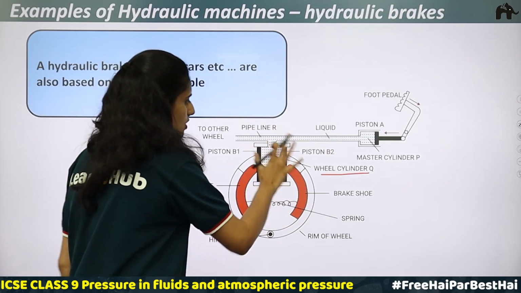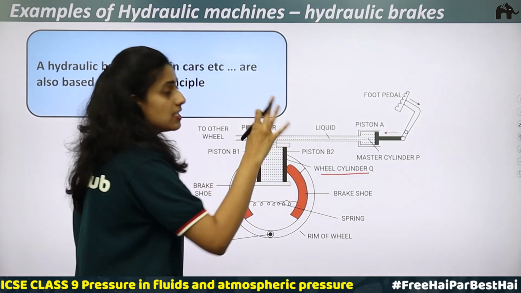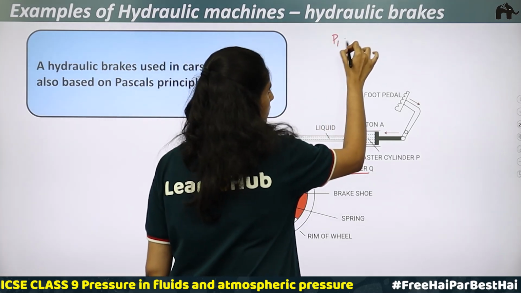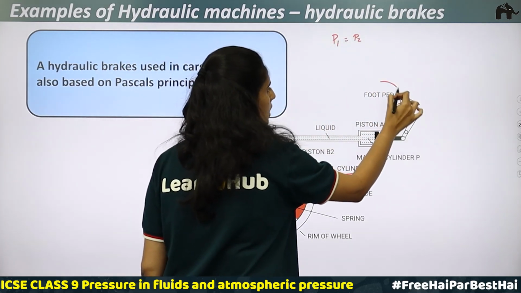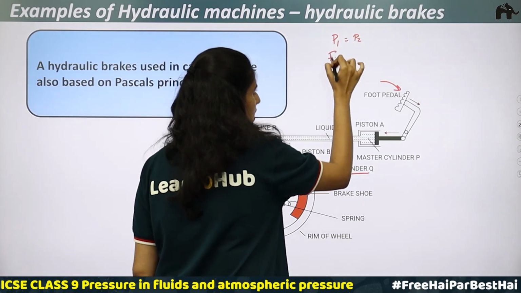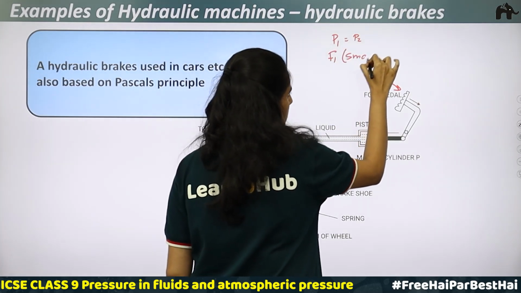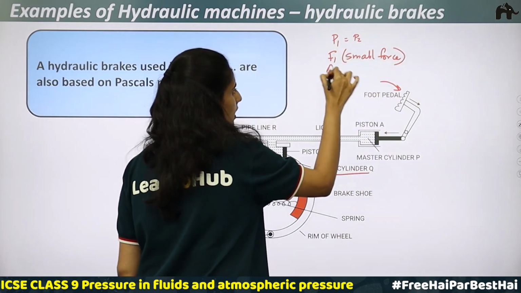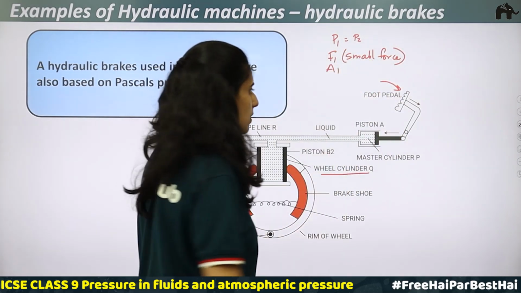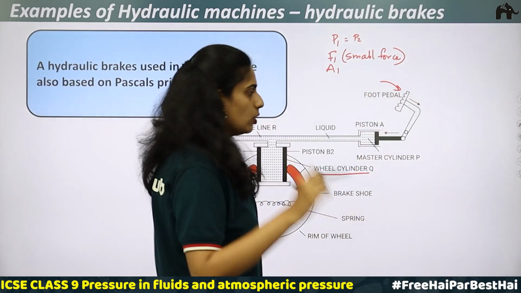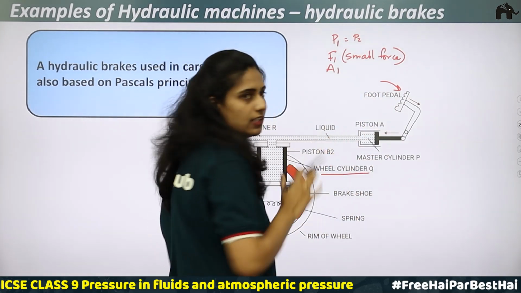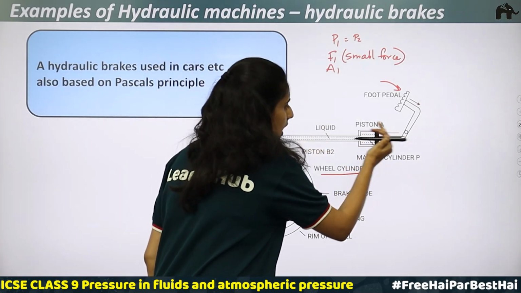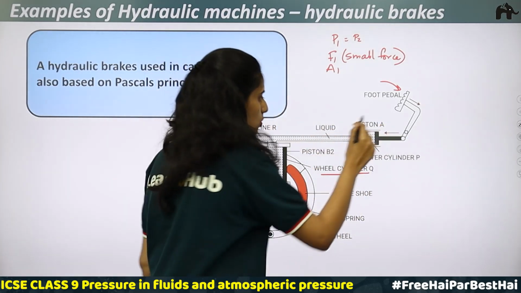Here Pascal's law is applied. According to Pascal's law, there is a transmission of pressure. Therefore, pressure P1 will be equal to P2. Now you are applying a force on the foot pedal, which is F1, a small force acting on a small area A1. Then what happens when you apply this force? Here there will be oil in the pipeline R, which is the liquid. Piston A moves forward due to the force.